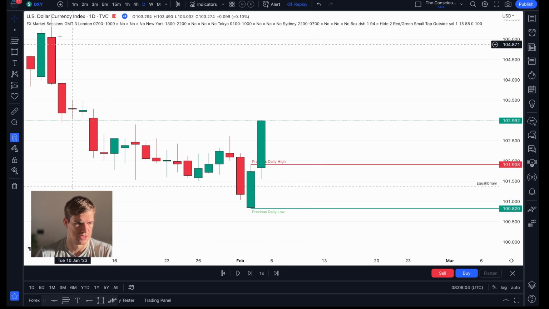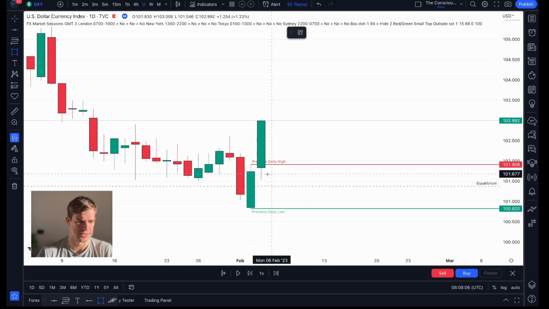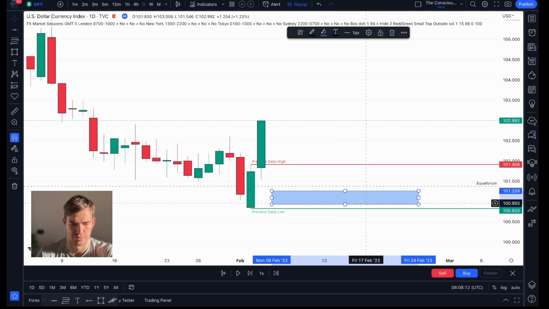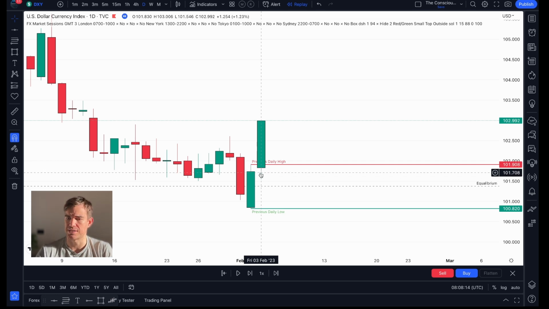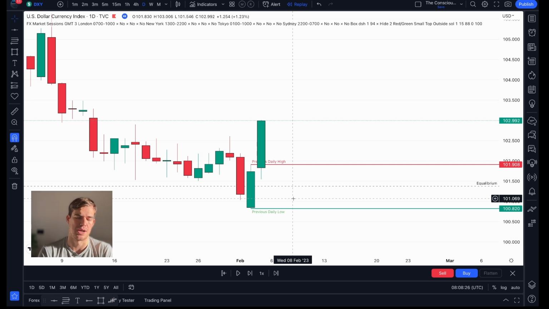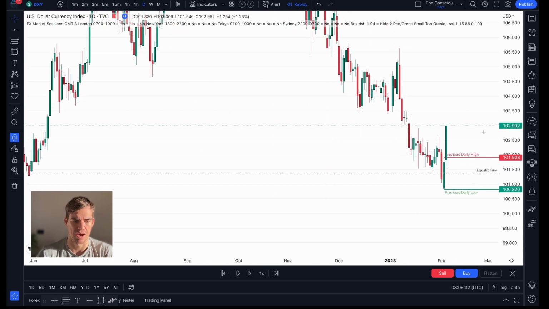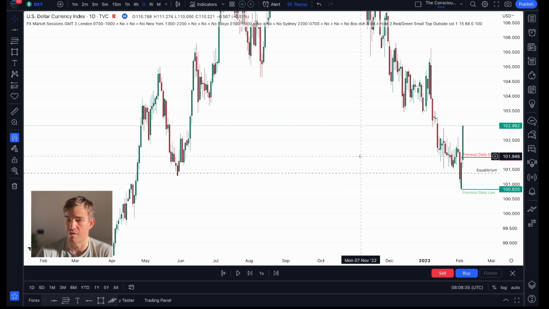Just to demonstrate what that means: above here we've got premium price, and below here we've got discount. So if the price is on the upper side, you are trading in a premium environment. If you wanted to go long, you would have to wait for a better price, either bring the price back to equilibrium or down even better to previous daily lows. And you keep an eye on the left side and see where we are at.